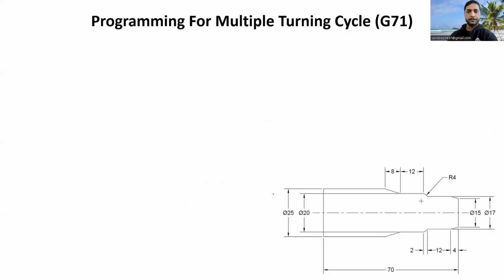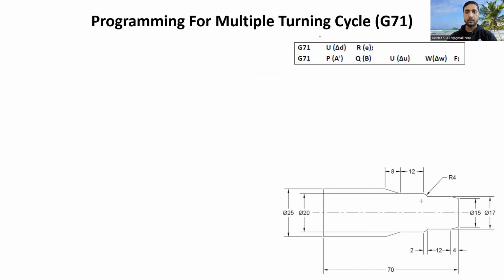Now let us move ahead. So this is the cylindrical workpiece which we are going to achieve in today's lecture. The total length of this workpiece is 70 mm. This is the outside diameter of this workpiece, 25 mm. And these are the respective diameters, 20, 17, then 15, and these are the respective lengths, 4, 12, 2, 12, 8 respectively. All these dimensions are shown here in mm.